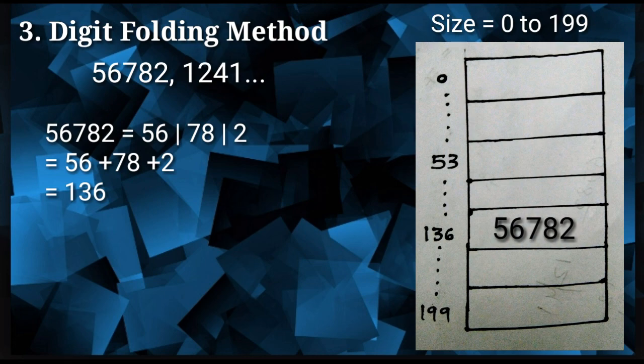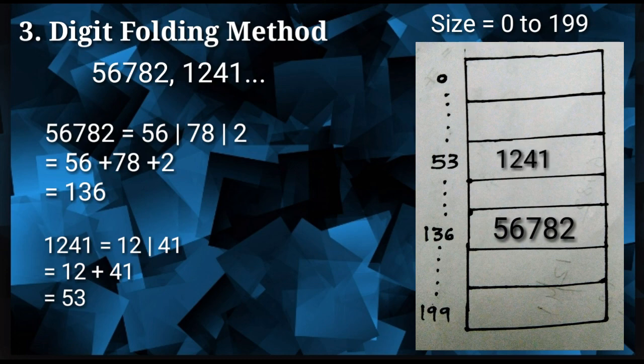And coming to the second record, that is 1241, I will divide this into two digits, 12 as one part and 41 as another. Now I will add this 12 and 41. The total will be 53, and 53 will be the index value for this 1241. Now I have to place this 1241 in the index of 53. So this is how the digit folding method works.